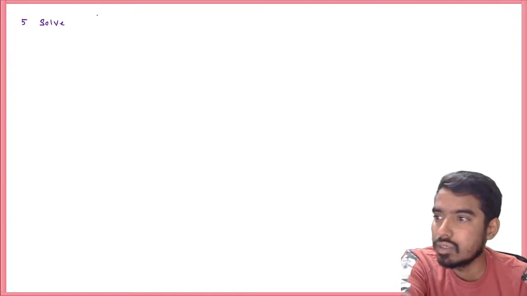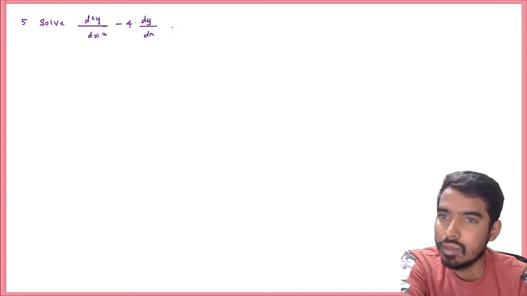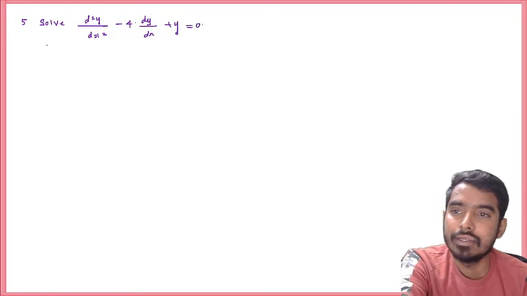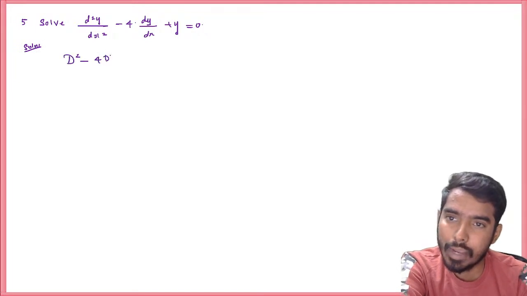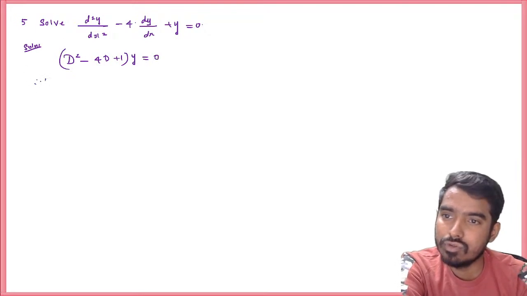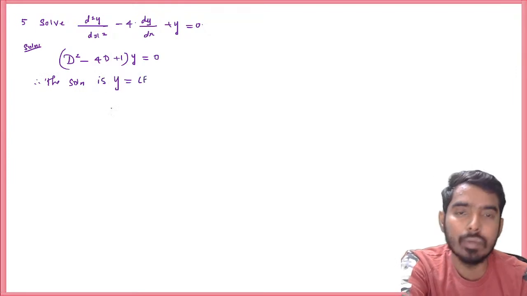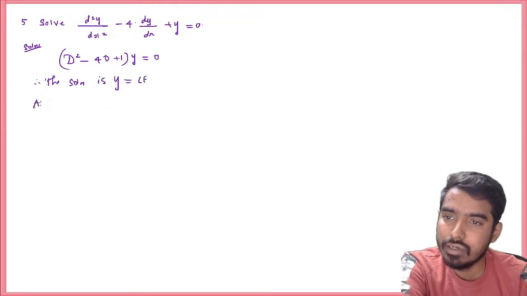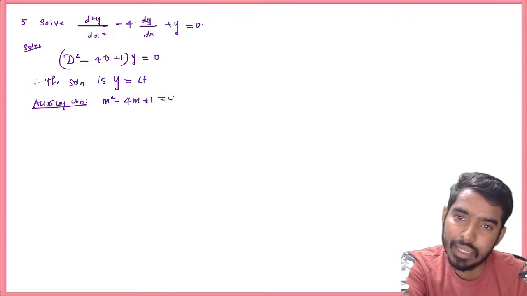Solve d²y/dx² minus 4 dy/dx plus y is equal to 0, right? This is second order, so we'll have 2 roots only. Same as (D² minus 4D plus 1) of y is equal to 0, right? Therefore the solution is y is equal to the complementary function. To find it, you find the auxiliary equation. What is the auxiliary equation? It is m² minus 4m plus 1 is equal to 0, right?